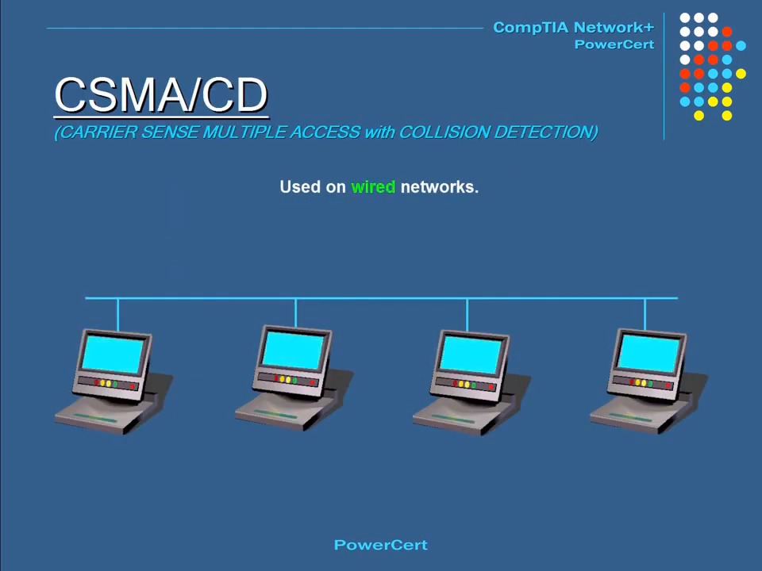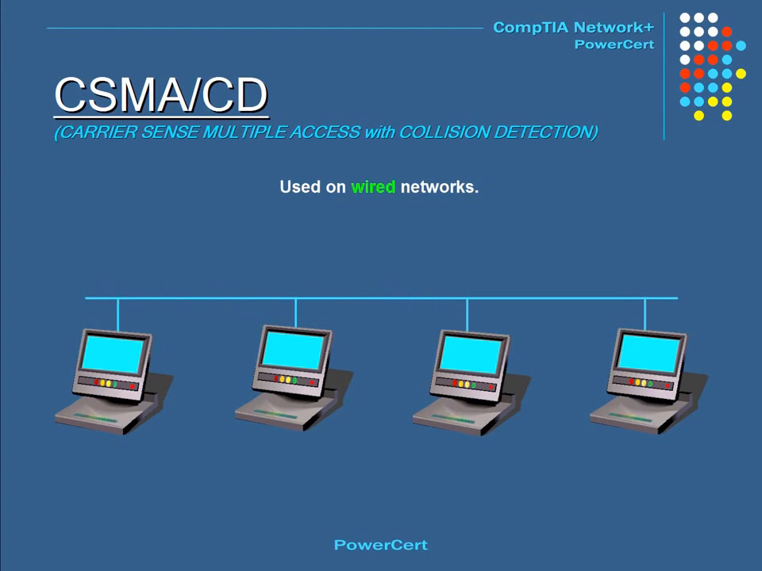When you have a lot of computers on a network and they're all sending data, the potential for collisions is present. And when you have collisions, data communication is lost. So that's why they developed a protocol called CSMA-CD, which stands for Carrier Sense Multiple Access Collision Detection. And this is the access method used on Ethernet networks.